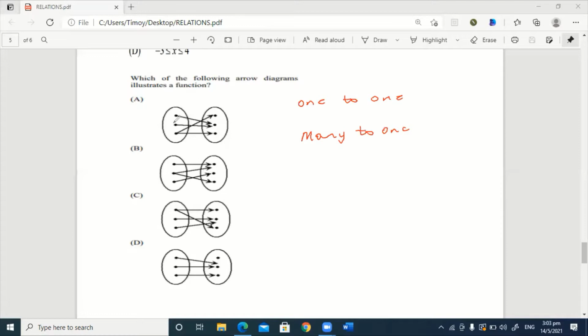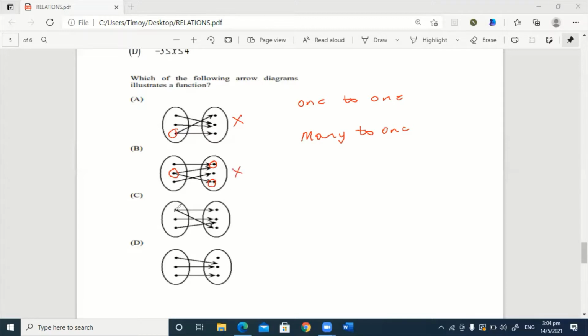So when we look at the first one here, we can see that this point down here is going to two different values. So this is saying one to many. So therefore, A is not going to be the answer. When you look at B, look at this point here. This one point is mapped onto two different points over here. It is mapped onto that one and it is mapped onto this one. That's one to many. So therefore, this is not the answer.